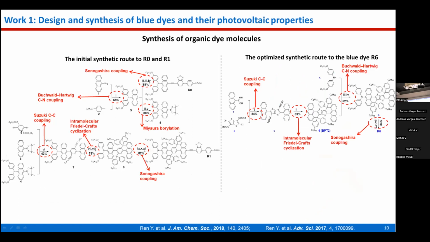Also, this is the initial synthetic route to R0 and R1. This is the optimized synthetic route to R6. You can see that the initial synthetic route to R0 and R1 is quite complicated and has many by-products. Also, the yields are low. It's hard to synthesize. The optimized one is relatively simple and also easy to purify.